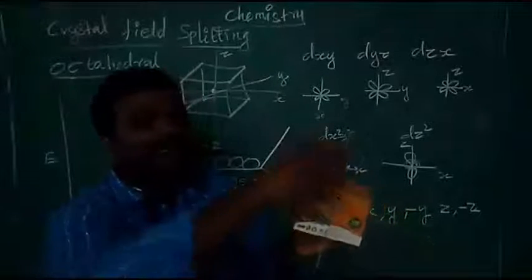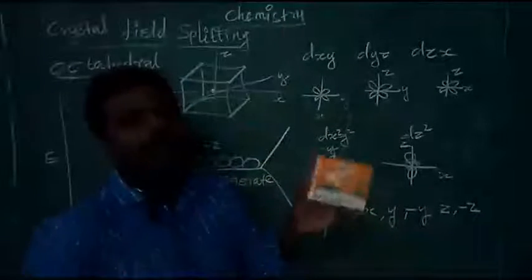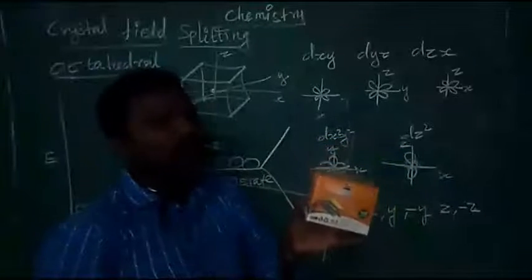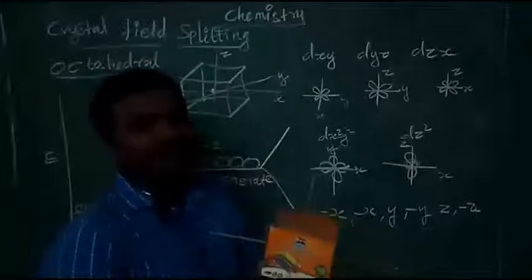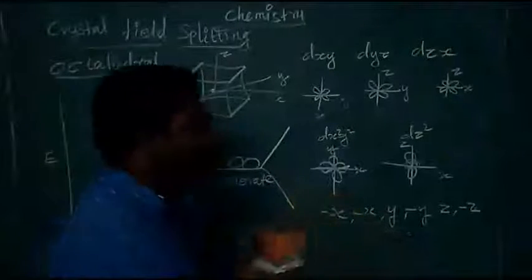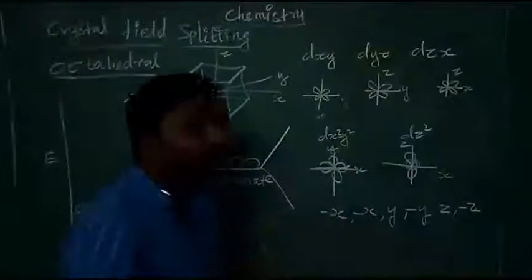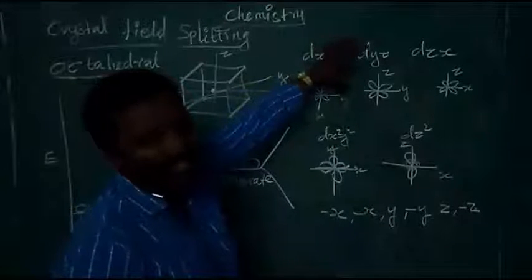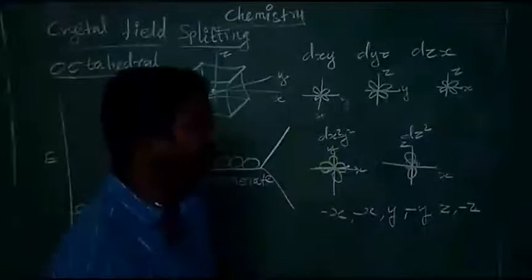Why? They are present in between the axes. In between the axes, is any ligand approaching? No. Ligands are approaching only towards the axial positions. So only these 2 orbitals have more repulsion. Due to that, their energy level increases. So out of 5 degenerate orbitals, only these 2, due to the axial arrangement, have their energy increased. How much is the energy increased? It is increased based on the average energy level.